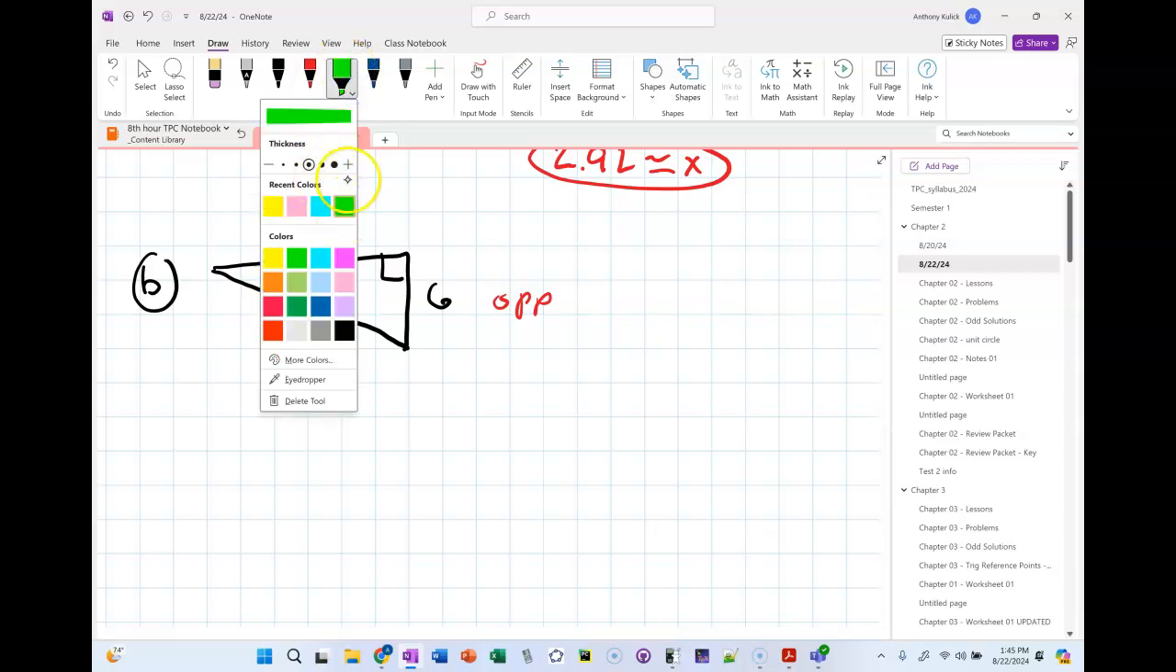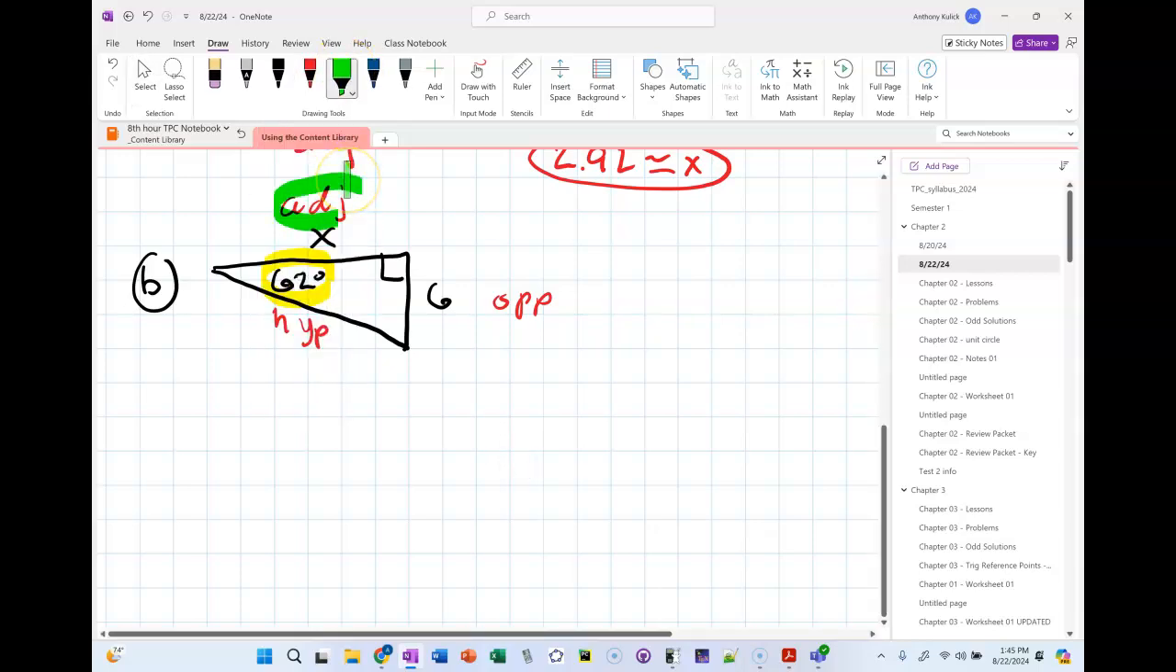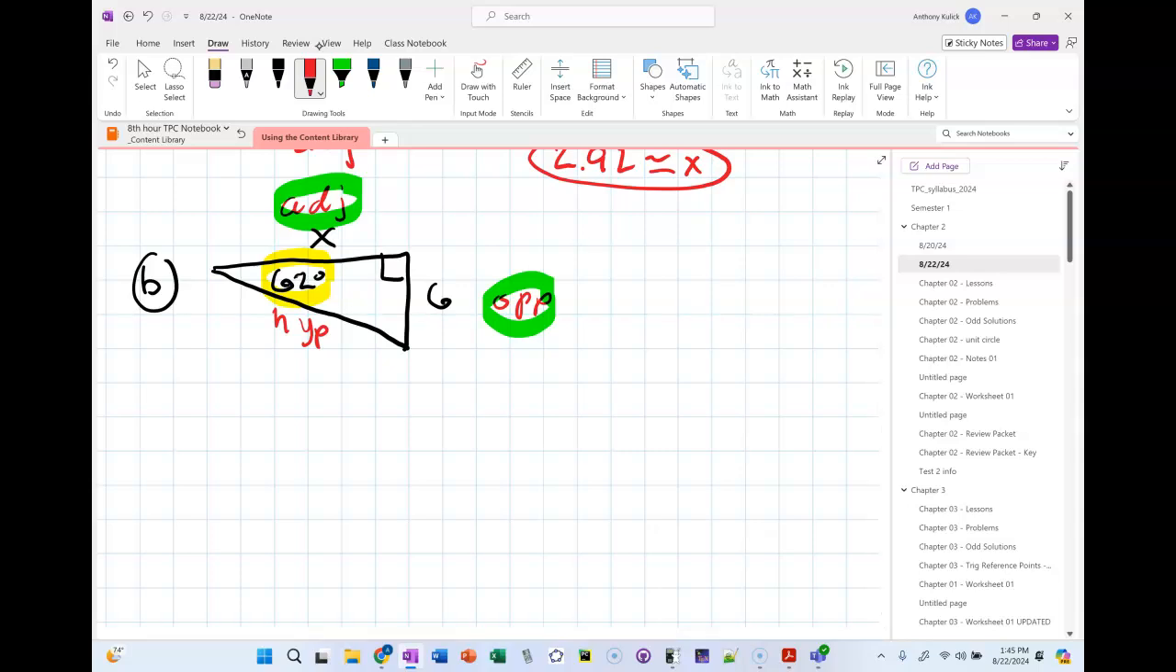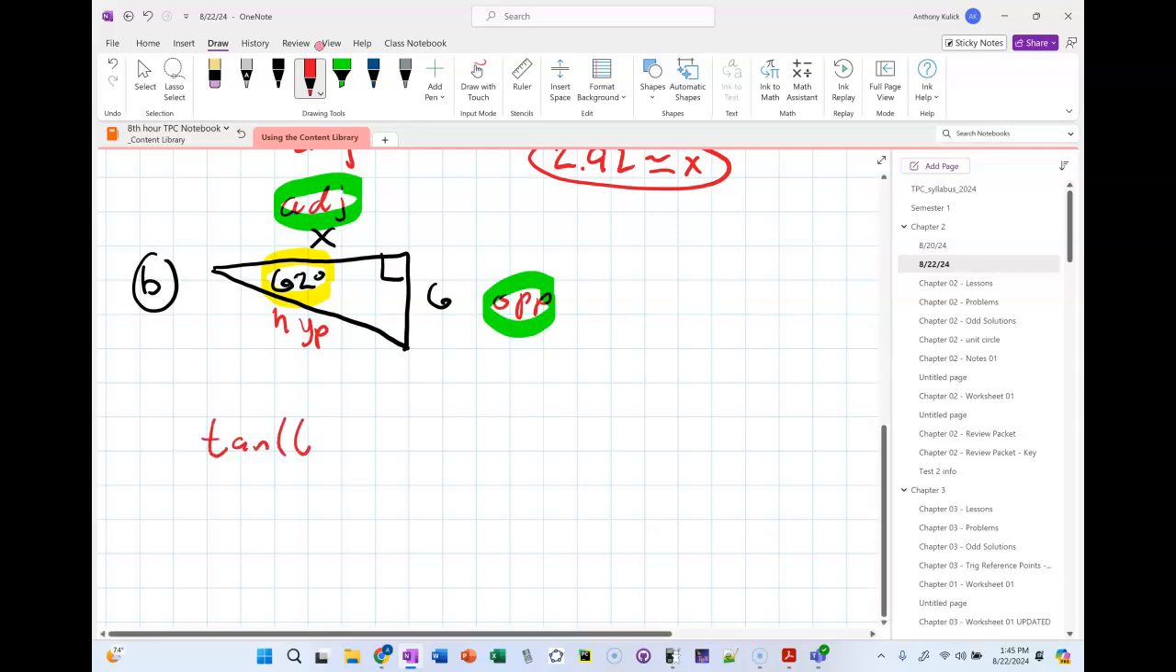So which 2 sides do we care about? Adjacent and opposite. Because those are the 2 sides that we have information for. Which trig function will I be using then? Tangent. So we'll say that tan of 62 degrees equals opposite over adjacent.